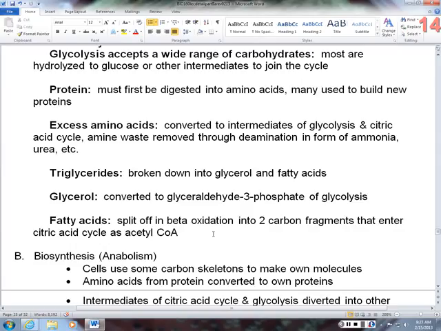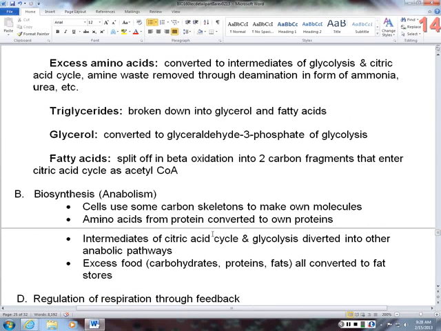So biosynthesis, this is anabolism, or building things. Once we break all this stuff down, your cells are going to use some of the carbon skeletons to make their own molecules. So some of the carbons that you consume are not actually going to end up going through the Krebs cycle. If you need it as a building block to build something else in your body, it will just take it.